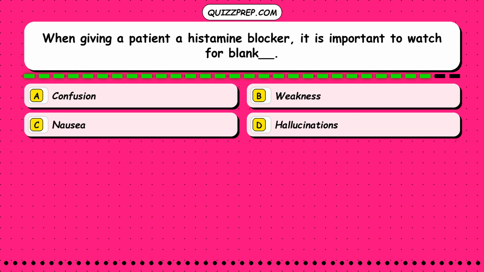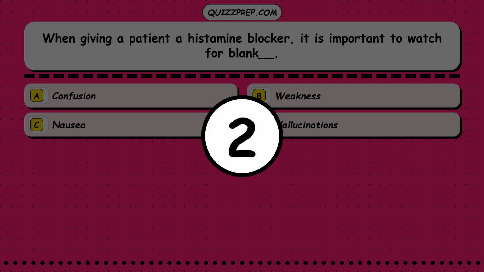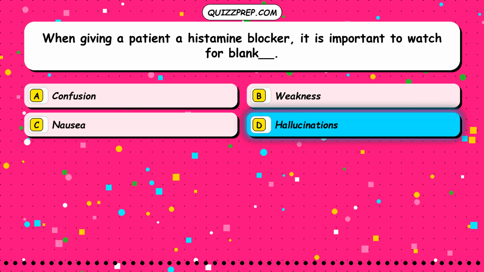Question 124. When giving a patient a histamine blocker, it is important to watch for blank blank. Option A, confusion. Option B, weakness. Option C, nausea. Option D, hallucinations. The correct answer is option D, hallucinations.